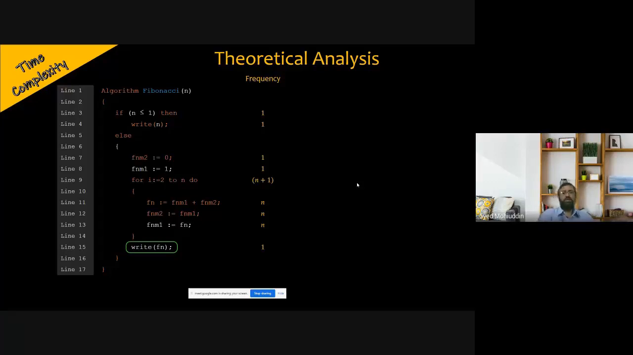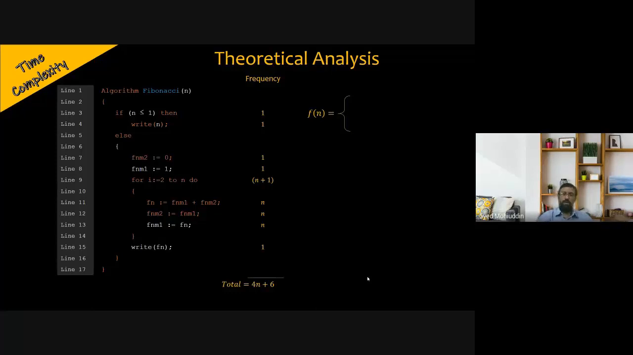So this is computing the Fibonacci number, the nth Fibonacci number. If we compute the sum of the times this executes, the total is 4n plus 6. That's the number of times these statements are executing. If we represent this as a function, it will be 4n plus 6.